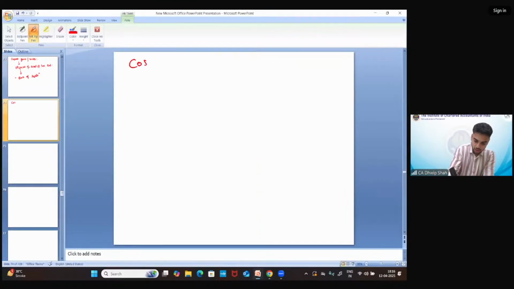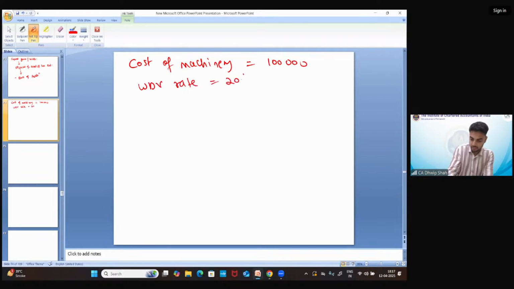So, cost of machine is 1 lakh. WDV depreciation rate is 20%. Life is 5 years. So, let's say this is the only asset in your block. This is the only asset in the entire block. Means in the block of assets of machinery, this is the only asset. So how do you calculate short-term capital gains or short-term capital loss in taxation?